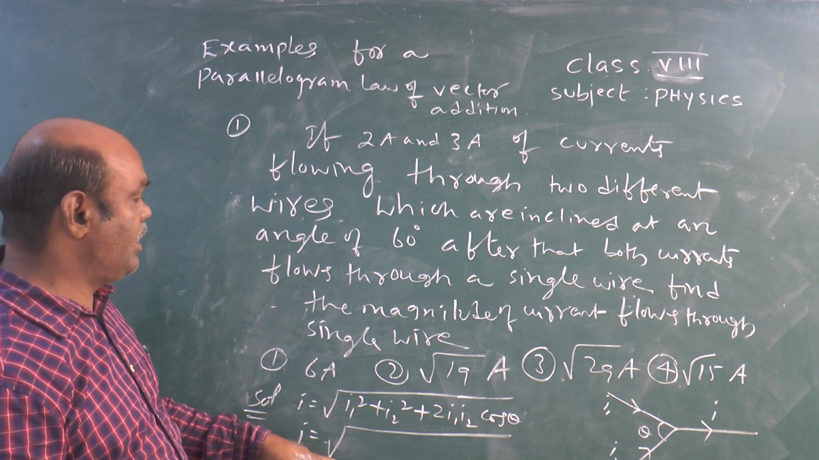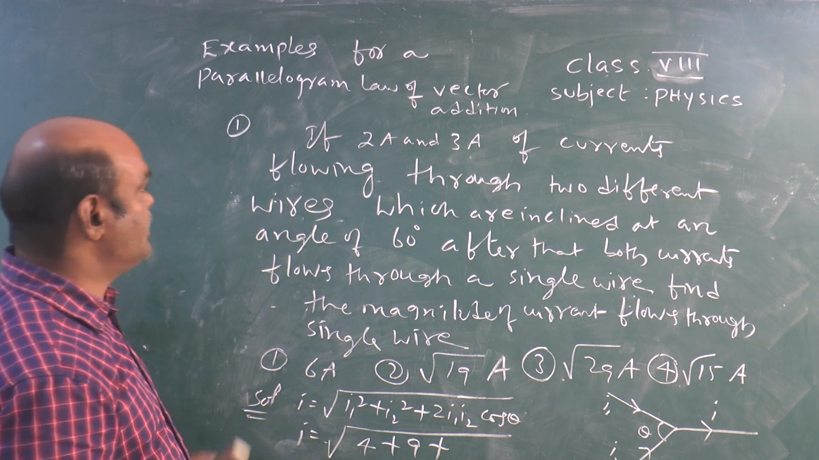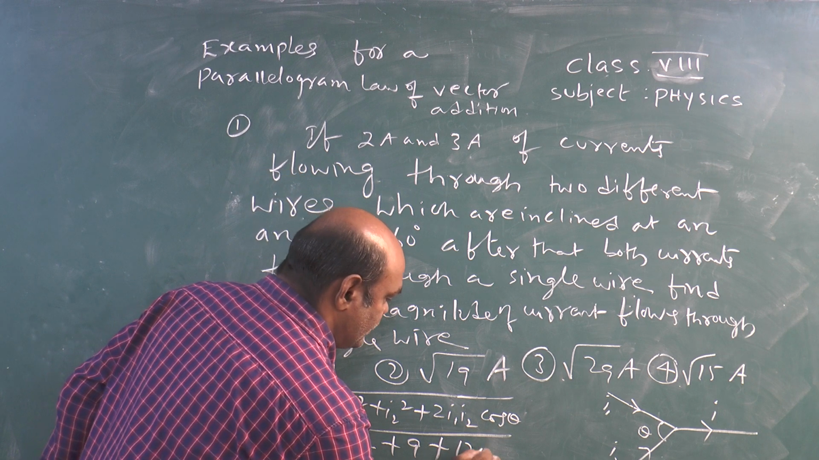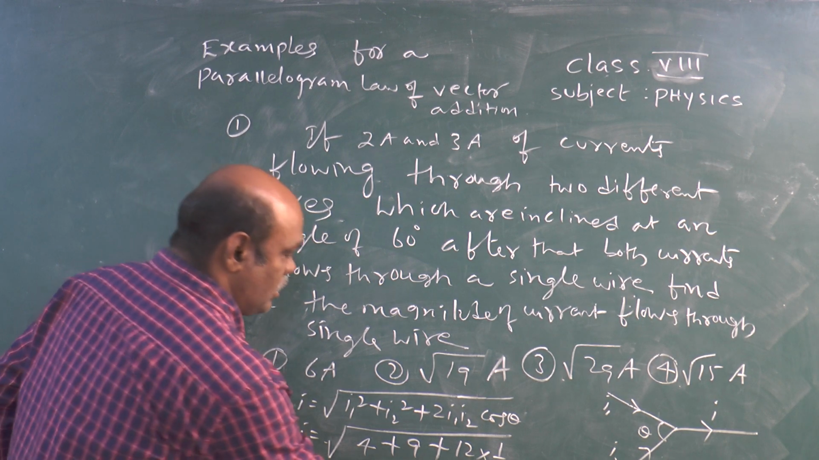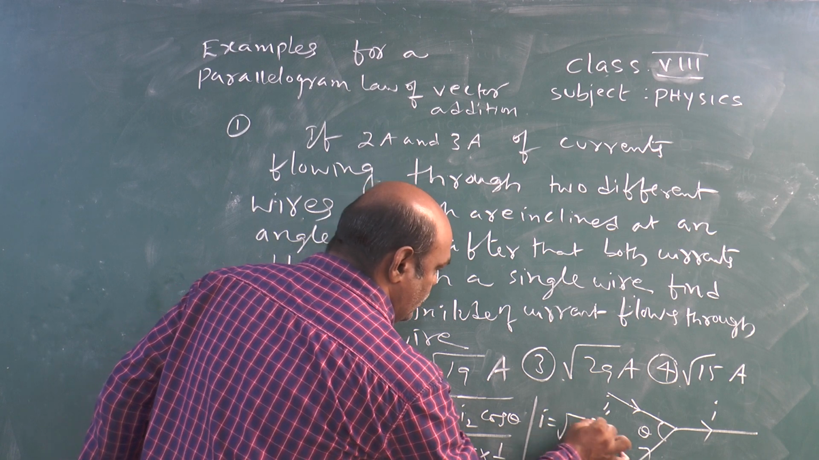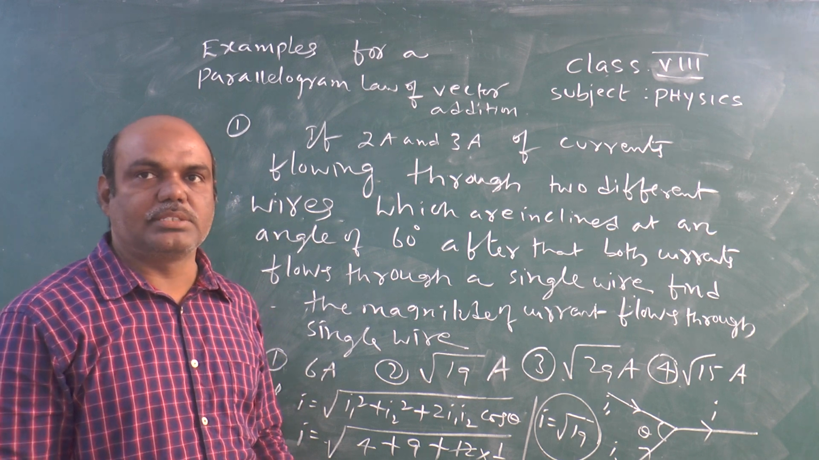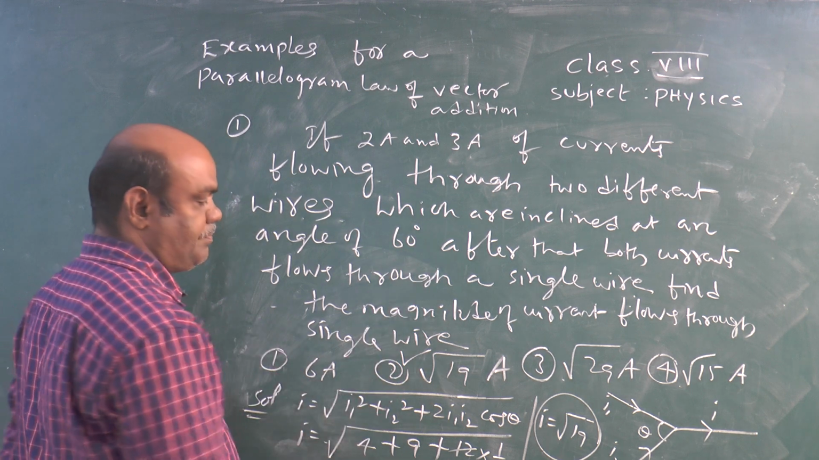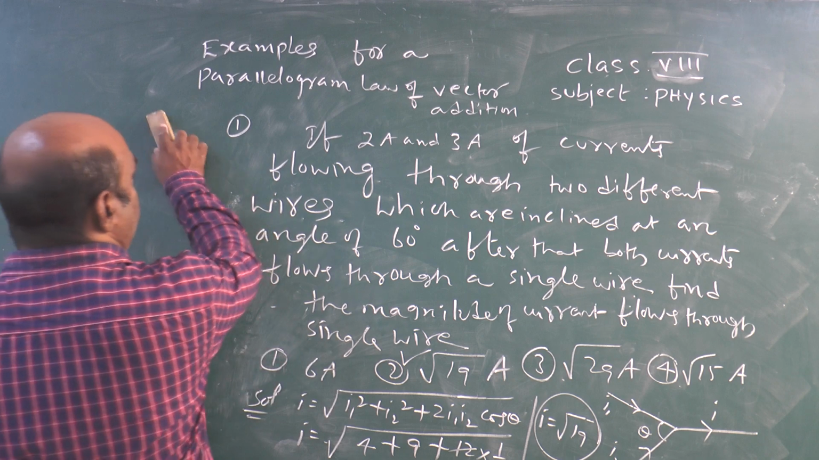I1 square, where I1 is 2 ampere, so 4, plus 9, plus 2 into 2 into 3, that is 12, times cos 60 degrees, because the theta value given is 60 degrees. So that is 6. Then our answer is I equals the square root of 19 ampere. So the second option is correct. Next, second problem.